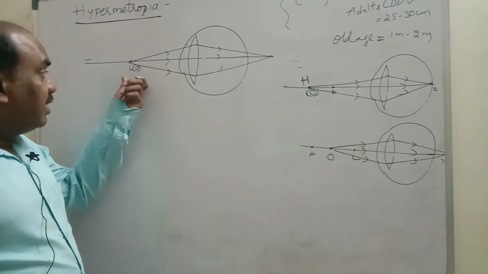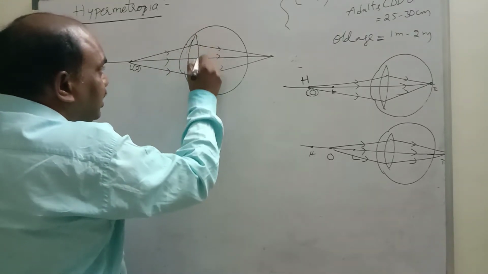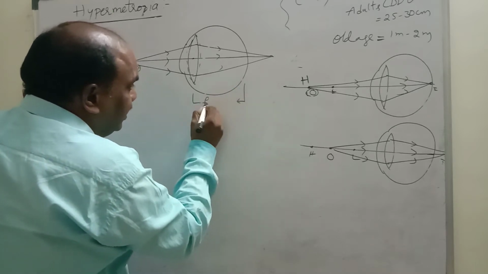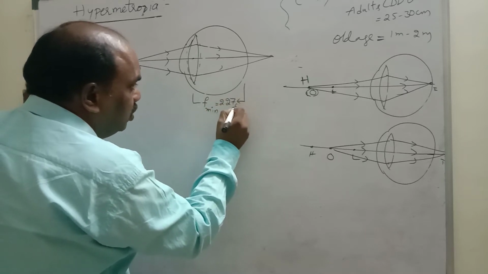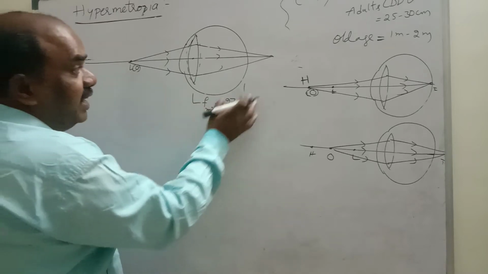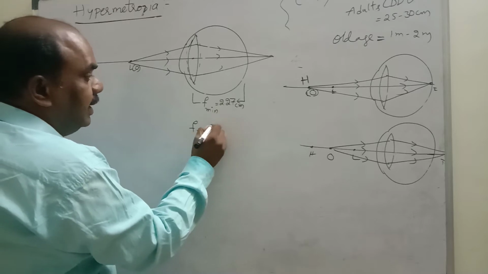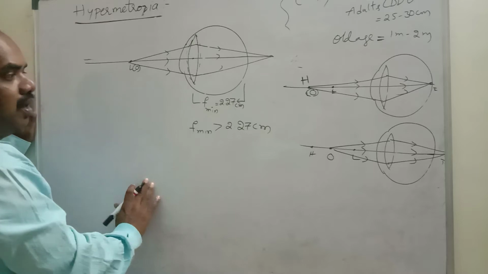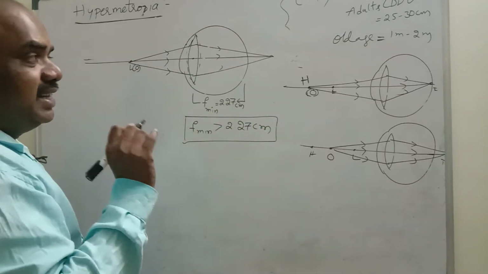Whenever you see a nearer object, the eye lens slightly expands, so that the distance between the center of the eye lens and the retina decreases. That is the minimum focal length of the eye lens, which is equal to 2.27 centimeter. But where is the image formed? Beyond the retina of the eye. So the minimum focal length is definitely greater than 2.27 centimeter. Important: the minimum focal length of a hypermetropia patient is more than 2.27 centimeter.